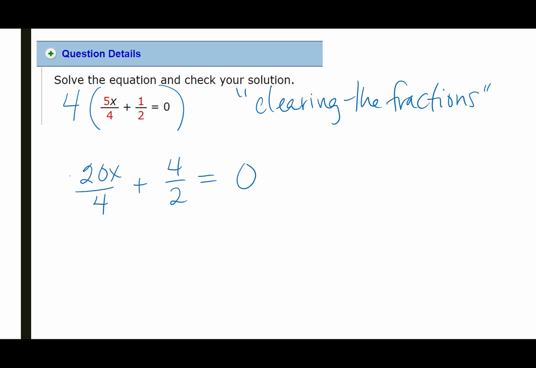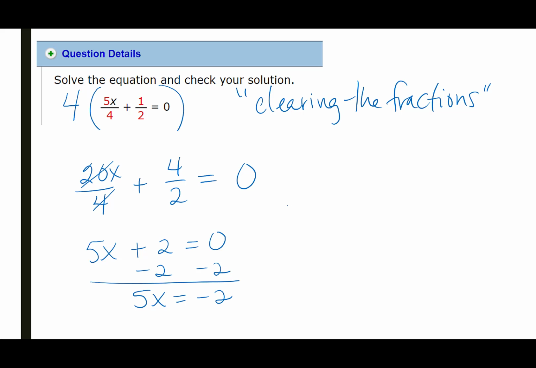Now you can simplify these fractions. 20 divided by 4 is 5, so we'll have a 5x. 4 divided by 2 is 2. And what we've done is we've reduced this equation to a format that is easier to solve. We'll subtract 2 from both sides. So it'll be 5x equals negative 2. And then we divide both sides by 5. You have a value of x equals negative 2/5.